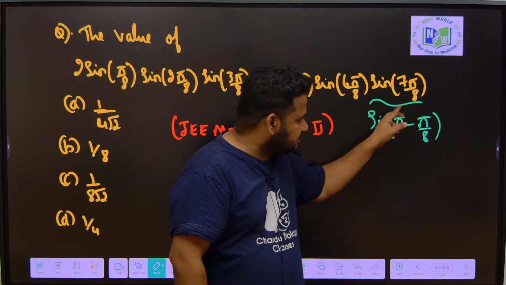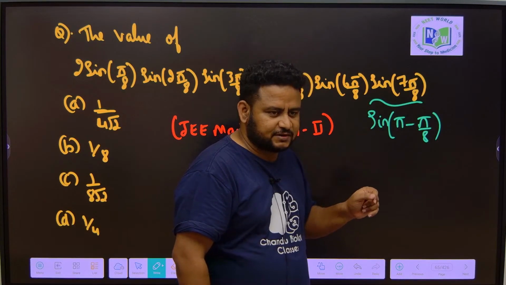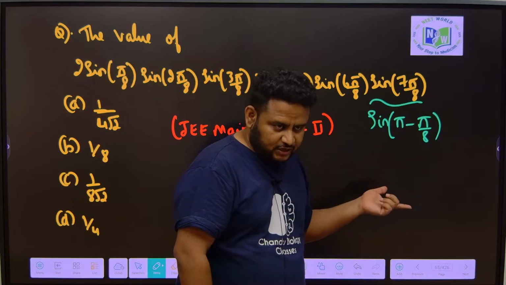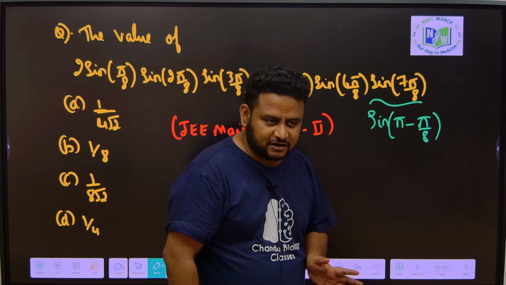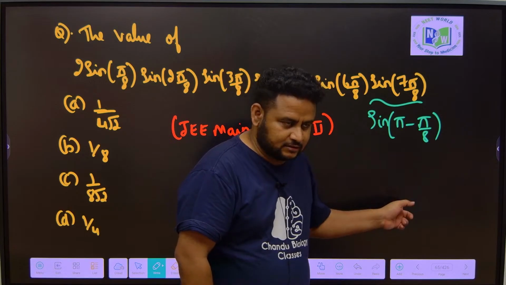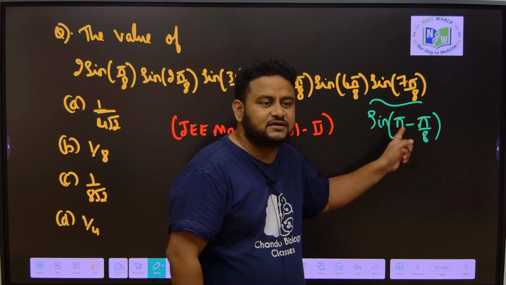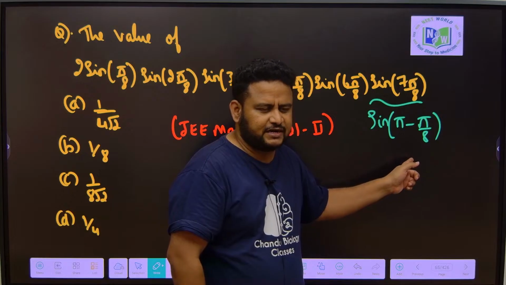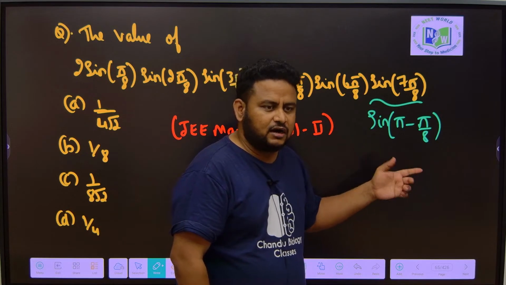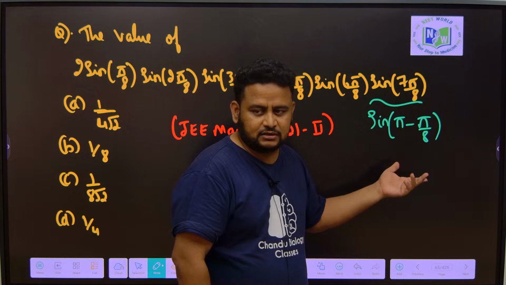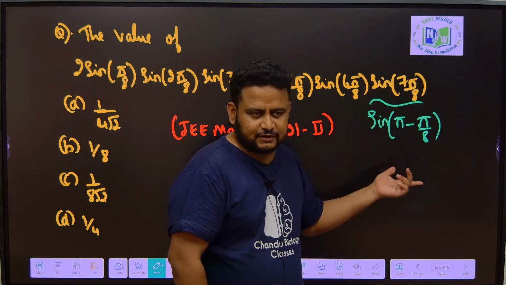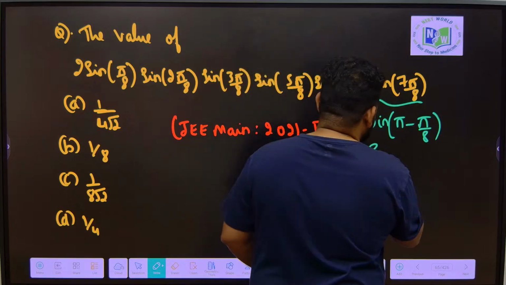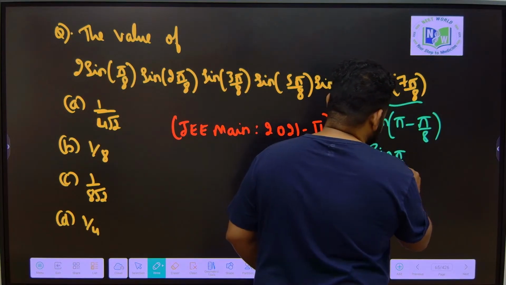But sin (pi minus pi by 8) is nothing but what? Pi is nothing but 180 degrees. 180 degrees is an even multiple of pi by 2, so sin will remain as sin. Pi by 8 is in the first quadrant, so it will be positive, and sin will remain sin. So this will become sin pi by 8.